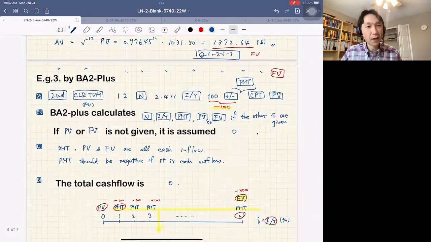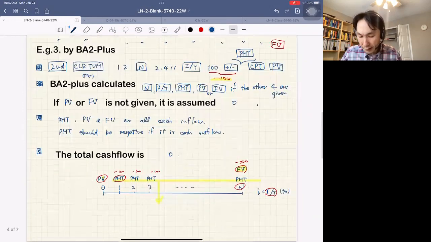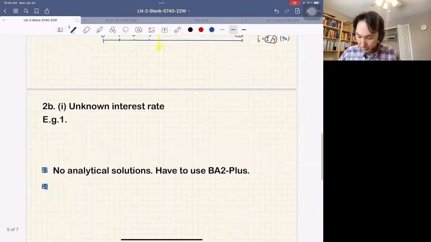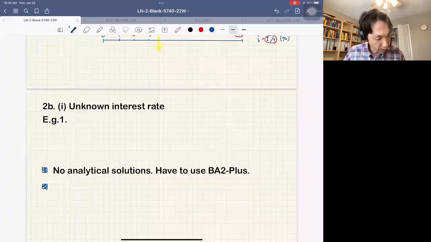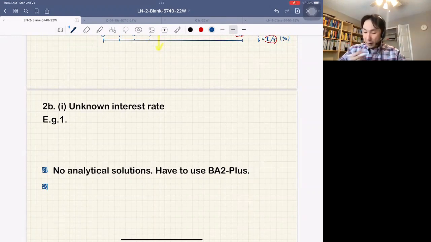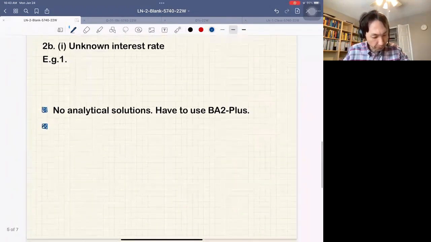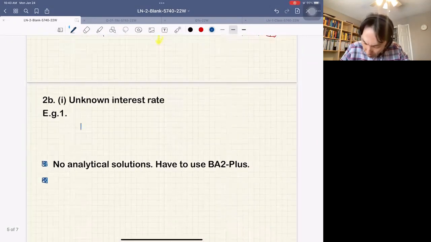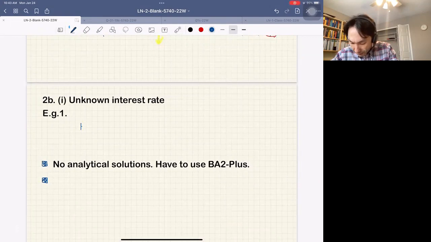And for this use, actually just the calculation by hand works. Later, I will have an example which cannot be solved by hand. Okay, so if you don't have a question, then we go to the next section, 2B. Okay, so 2B, the unknown interest rate. So example. So suppose that you deposit $100 at time 0.